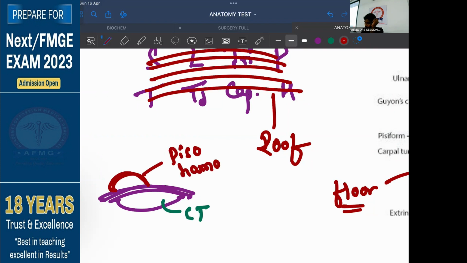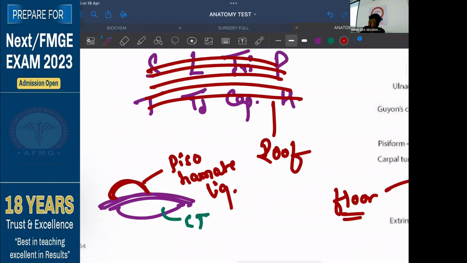That ligament is known as the pisohamate ligament. Above the flexor retinaculum there is a pisohamate ligament which will extend from the, ये दूसरे कलर से निकाल रहा हूं, from the pisiform bone to the hamate bone. And via this ligament again क्या बन रही है? केनाल बन रही है ना इसमें भी. So this canal which is formed, base क्या होगा इसका?